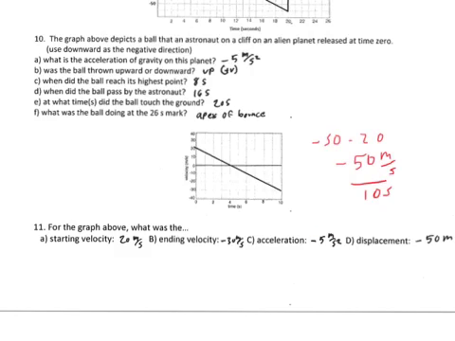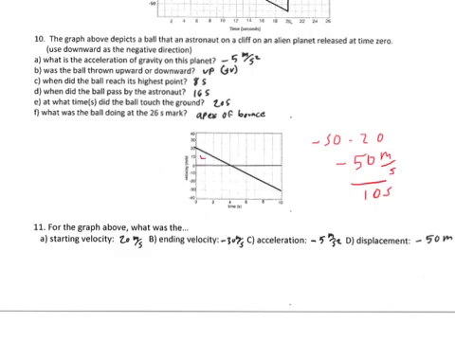To find the displacement, you have to calculate this area here and then this area here. This is going to have a positive value and this is going to be a negative value. So here I'm going to say 20 times 4 divided by 2. That gives me an area here of positive 40.